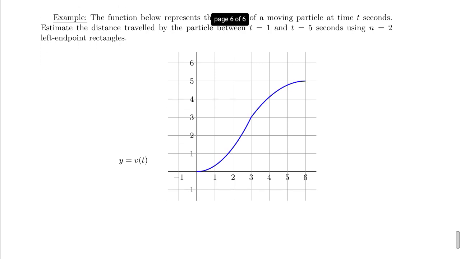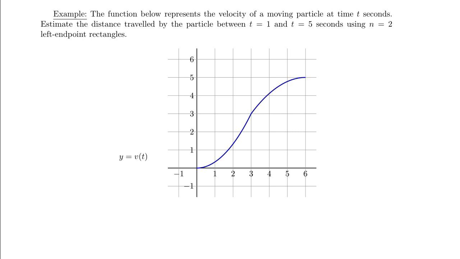So the function below represents the velocity of a moving particle at time t seconds. And we want to estimate the distance traveled by the particle between t equals 1 and t equals 5 seconds using n equals 2 left endpoint rectangles. So we're going between t equals 1 and t equals 5, and we want to divide this interval, which has length 4, into 2 equal pieces. So that means we're going to put the dividing line at x equals 3. So we have one interval between 1 and 3, and one interval between 3 and 5.